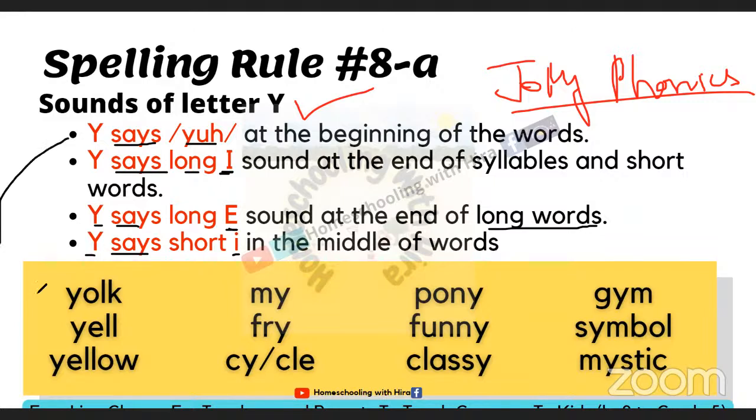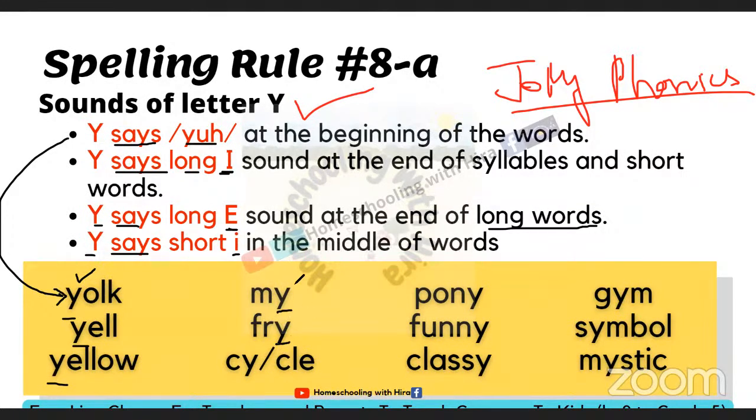Y says y at the beginning of the word. I also have a song for this. I just don't want to sing, so let me just give you the rhythm. Y has 4 sounds, ya, e, I. Y says ya at the beginning of a word. Y says I at the end of short words.